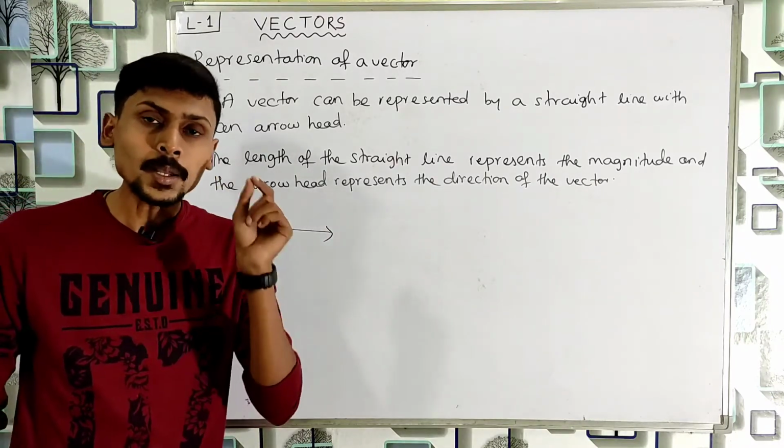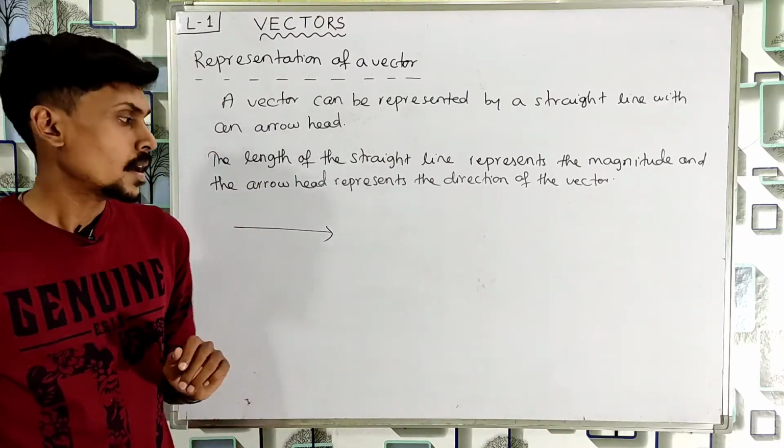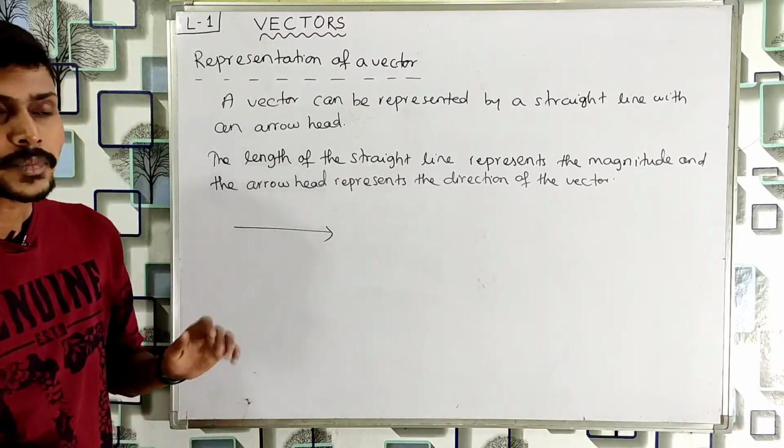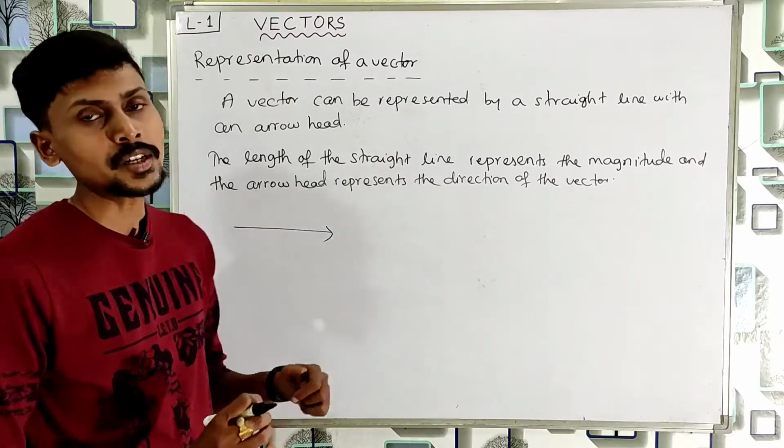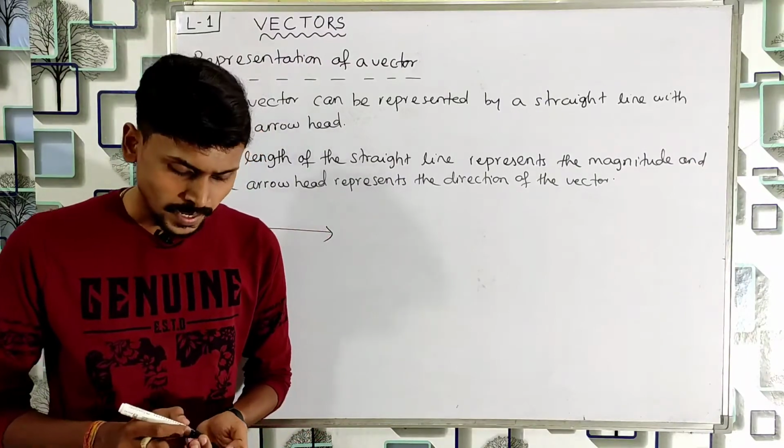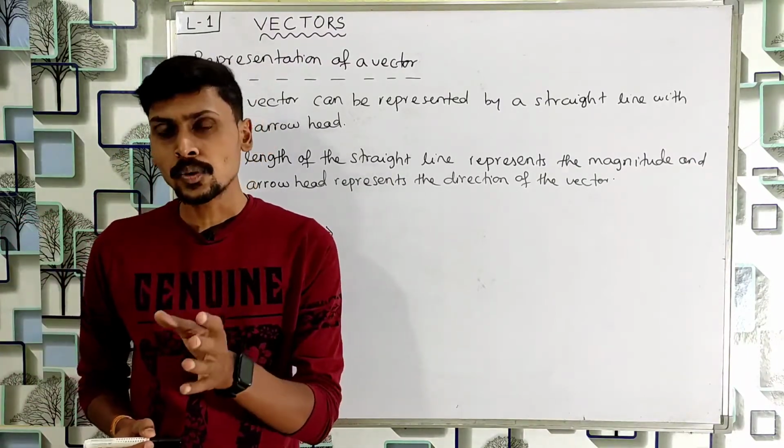The arrowhead represents the direction and the length of the line represents the magnitude. We know that a vector has magnitude and direction.